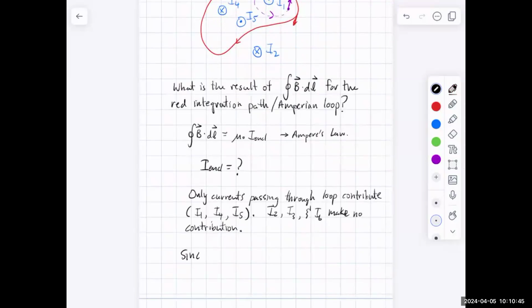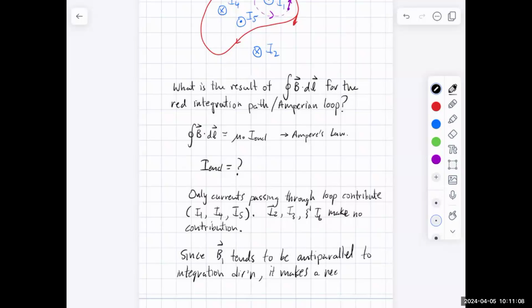So since B1 tends to be anti-parallel to the integration direction, it makes a negative contribution to I enclosed, or equivalently, the integral of B dot DL.